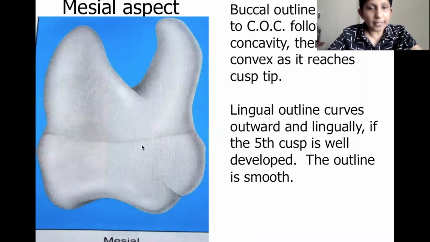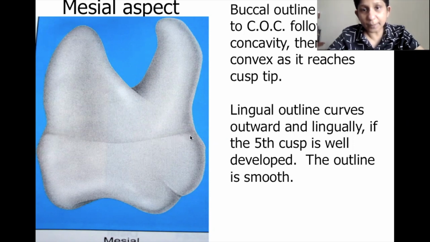So coming on to the mesial aspect. This is very important to know about the mesial aspect, because as I already discussed, the crown also shows a trapezoidal shape, but then the larger side of the trapezium is at the cervical line, which is just the opposite of what you saw in your lingual and the buccal aspects. And the shorter side of the trapezium is at the occlusal line.